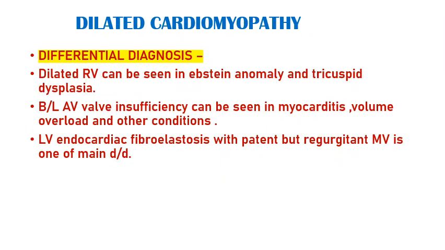Differential diagnosis can be a dilated right ventricle, which can be seen in Ebstein anomaly and tricuspid dysplasia. Bilateral AV valve insufficiency can be seen in myocarditis, volume overload, and other conditions. Left ventricle endocardial fibroelastosis with a patent but regurgitant MV is one of the main details.